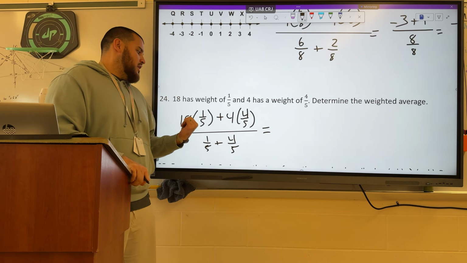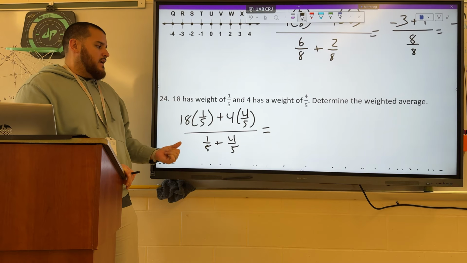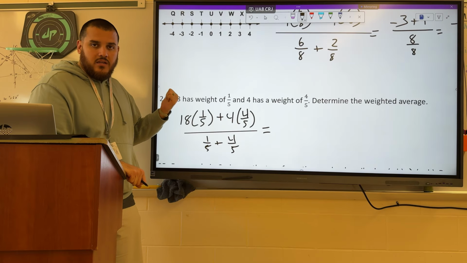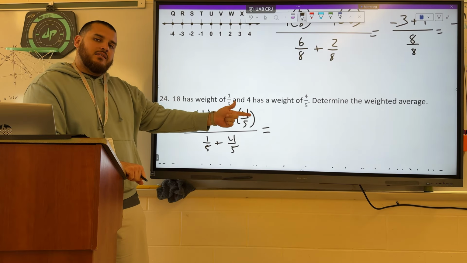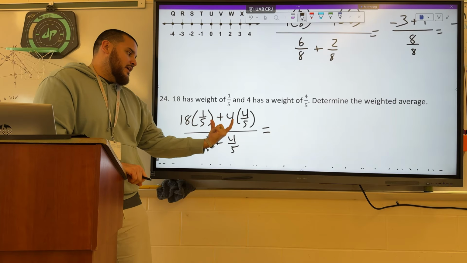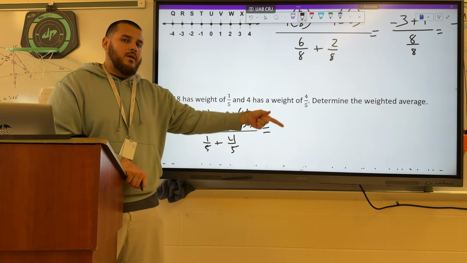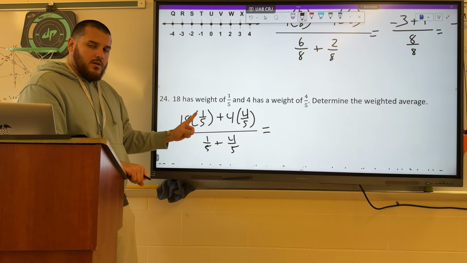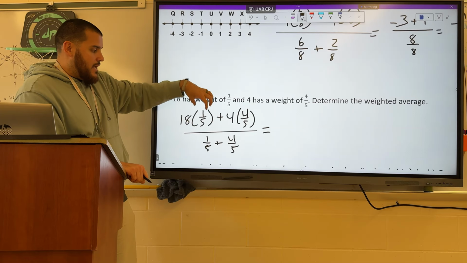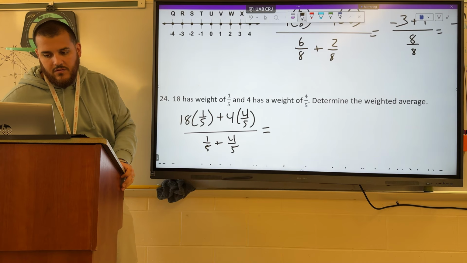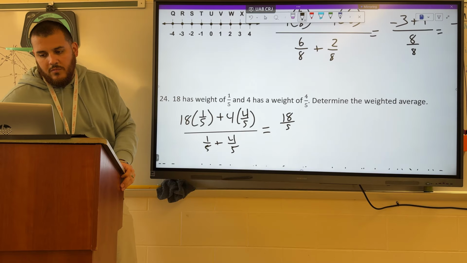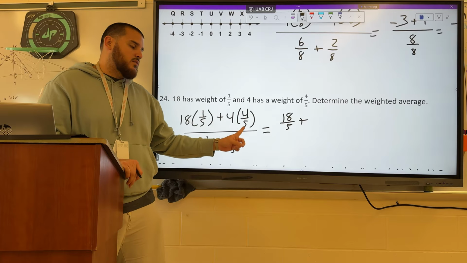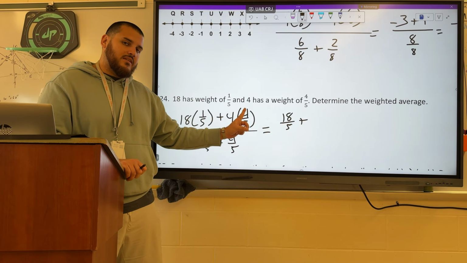Here's where things are a little tricky. When I do 18 times 1 divided by 5, I don't get a whole number. It's not really an ugly decimal either. That would be 3.6, I think, is the result of that. But I don't want to write decimals, since the fraction answers that I get here give me a whole number in the end. So instead, I'm going to leave it as a fraction by only multiplying by the numerator. 18 times 1 will give me 18 as the numerator over 5. So 18 times 1/5 will give me 18/5. And then I'm going to do the same thing with 4 times 4/5 because that also doesn't give me a whole number. 4 times 4 is 16.